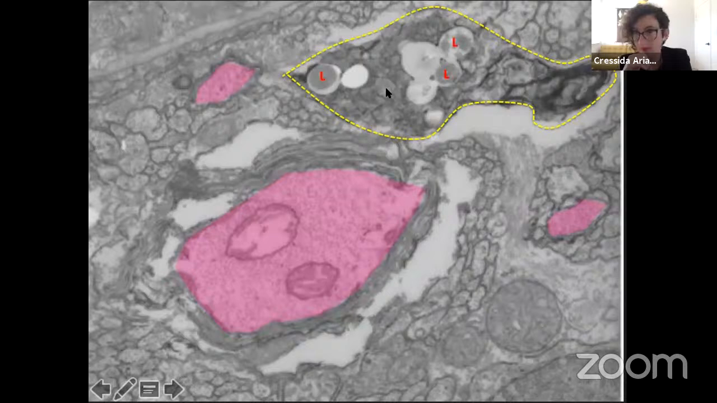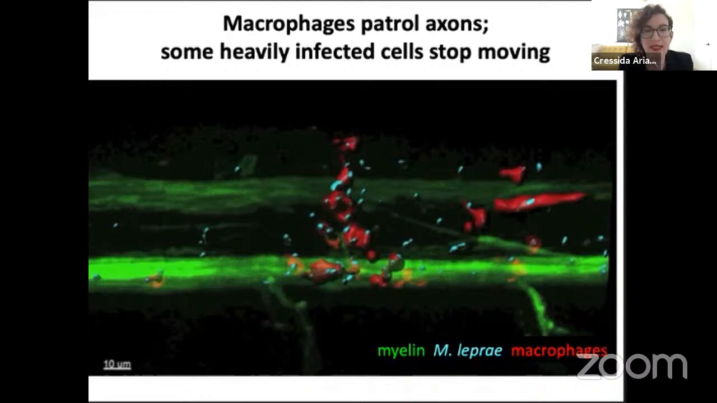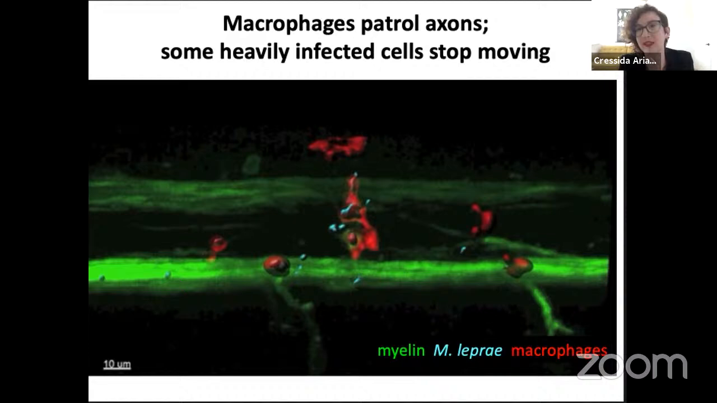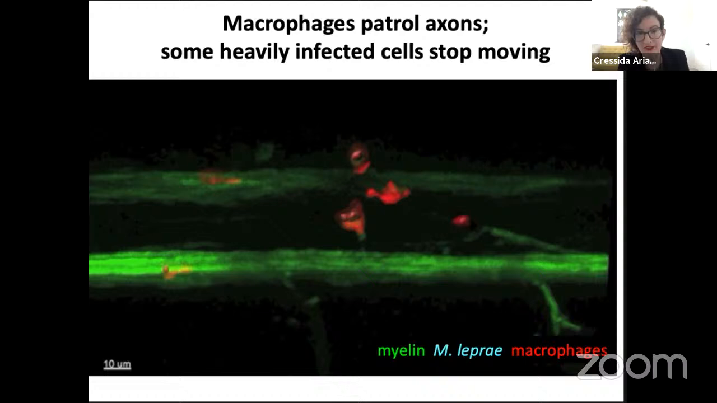So the next thing I did was take a time-lapse movie. I'll start playing it now while I describe to you what you're seeing. This is a zebrafish nerve that's been injected with blue fluorescent M. leprae. And this is a transgenic animal, so it has green myelin, which you can see there. They look like long pieces of spaghetti. Those are axons wrapped in myelin. And then the red cells are macrophages.